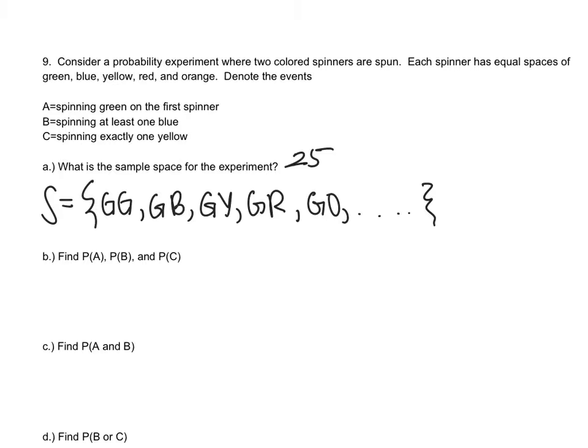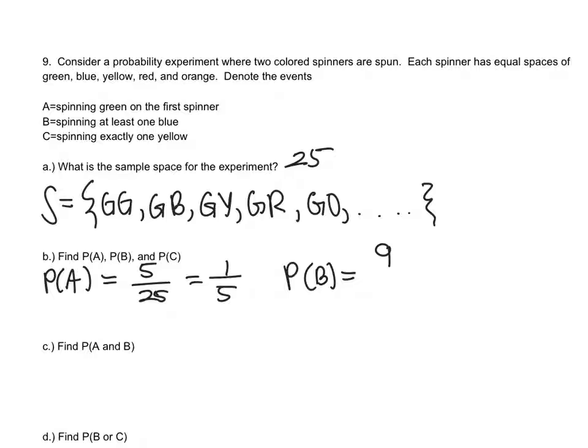Now we want to find each of our probabilities. So the probability of A, spinning green on the first spinner. So there are going to be 5 of our events from our first spinner that have green as the first one and out of 25 total, which is going to give us 1/5. The probability of B, which is spinning at least one blue. So if you go through all of your list of your events, you should get 9 of them being at least one of them blue out of 25.